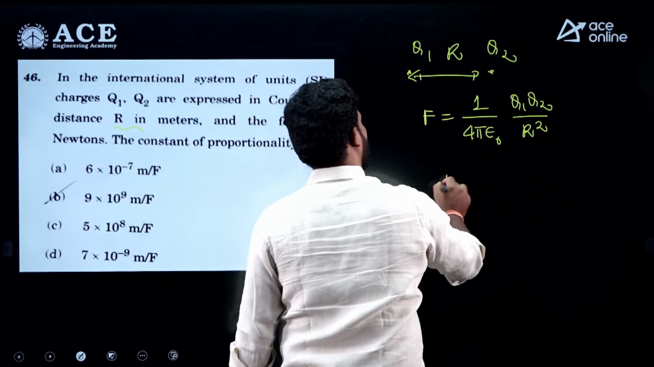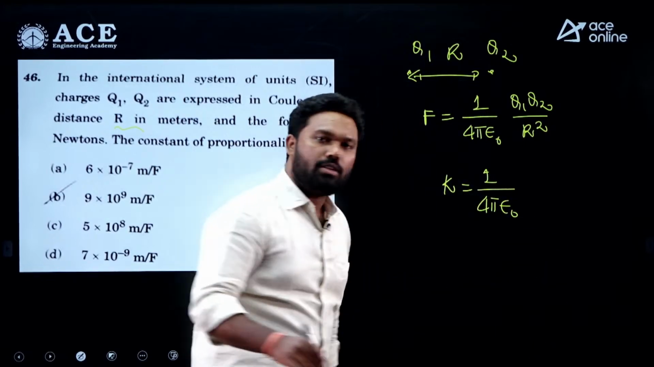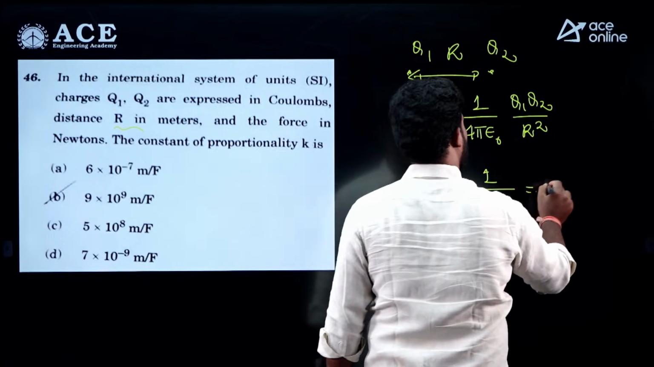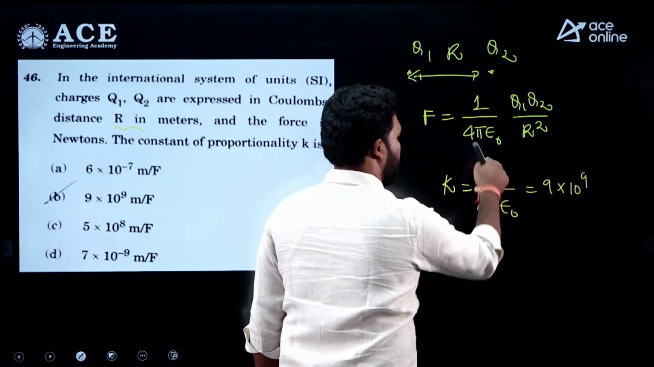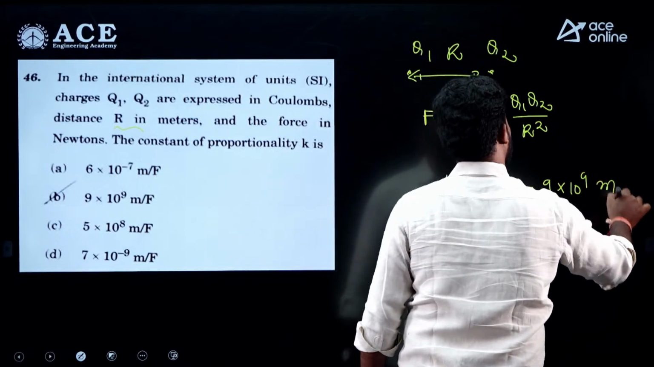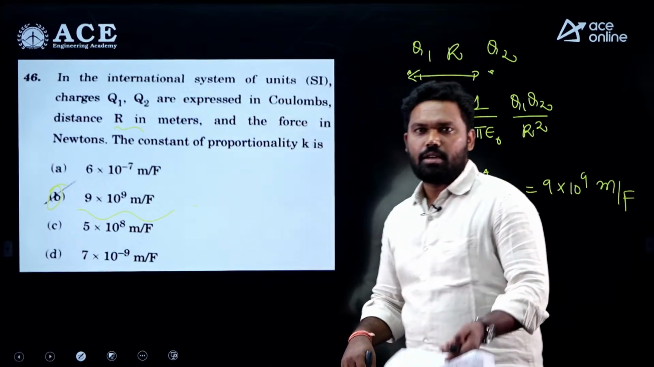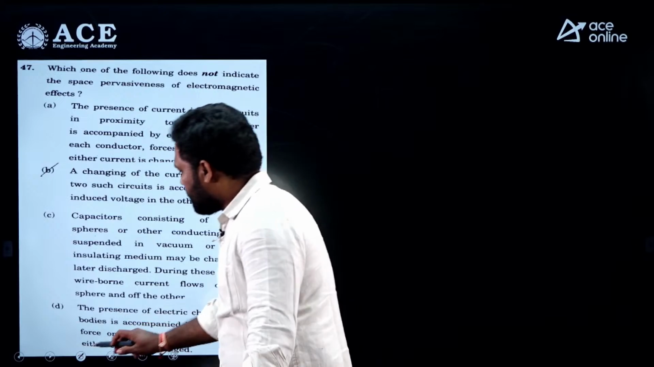This part is nothing but K, which is equal to 1 by 4 pi epsilon naught, whose value is 1 by 4 pi into 36 pi, so it is 9 into 10 to the power of 9. This is farad per meter. Now it is reversed, it is meter per farad. It is very straightforward: 9 into 10 to the power of 9 meter per farad is the answer. Next.